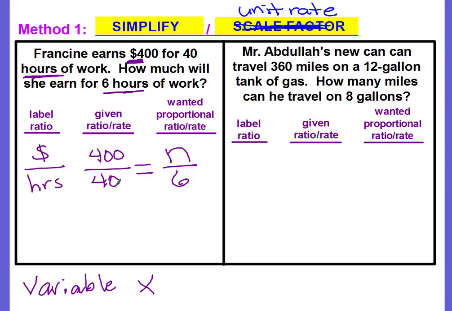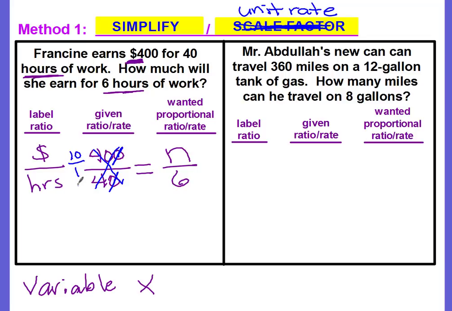I'm actually going to go with simplifying first because I can see that they both end in a 0. And remember our little shortcut trick? If the number in the numerator and the number in the denominator both end in a 0, you can cross them out. And that's the same as dividing by 10. And that leaves us a 40:4 ratio. I can divide by 4 and find my unit rate. 40 divided by 4 gives me 10. And 4 divided by 4 gives me 1. So I have a unit rate of 10:1. I'm going to cross out this ratio because I'm now using the 10:1 ratio.